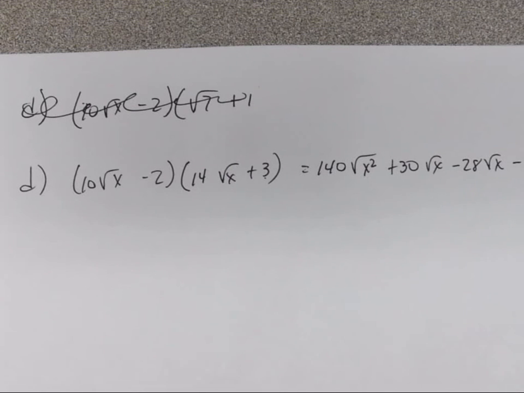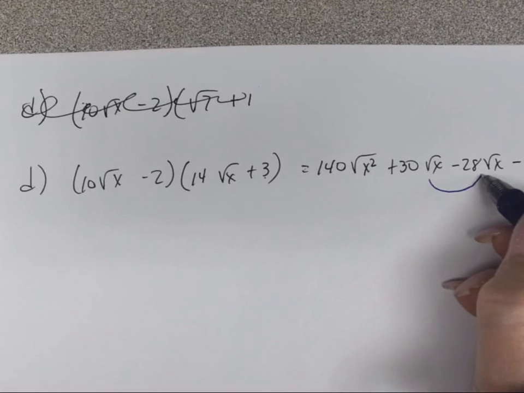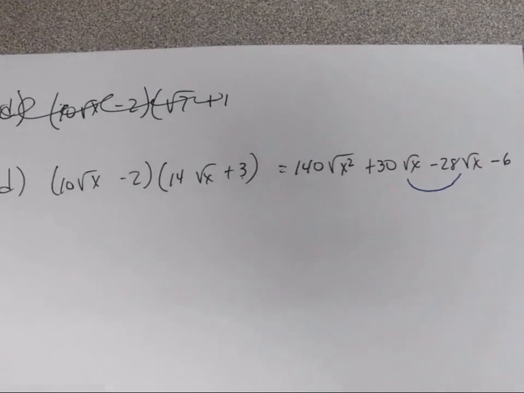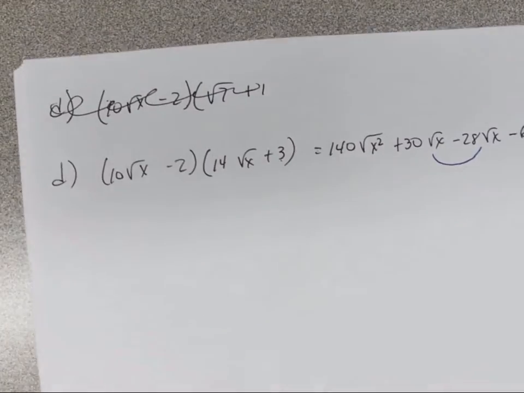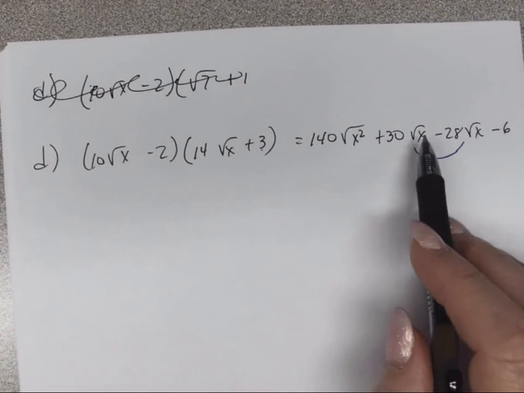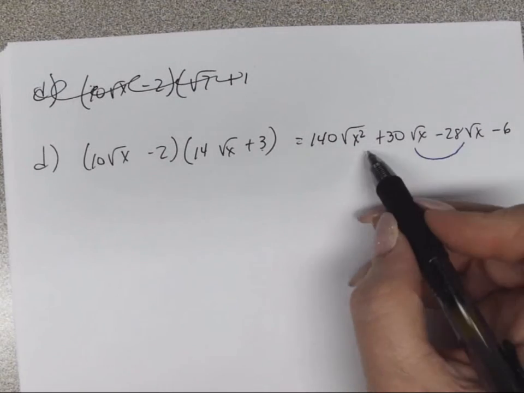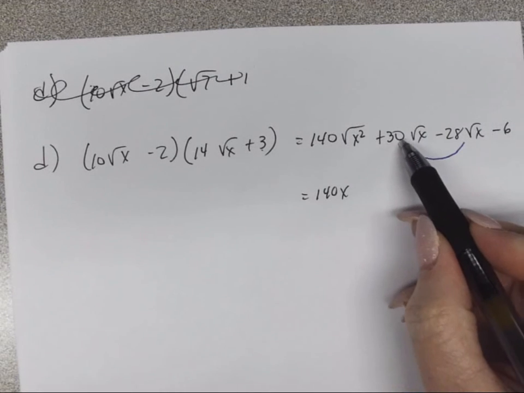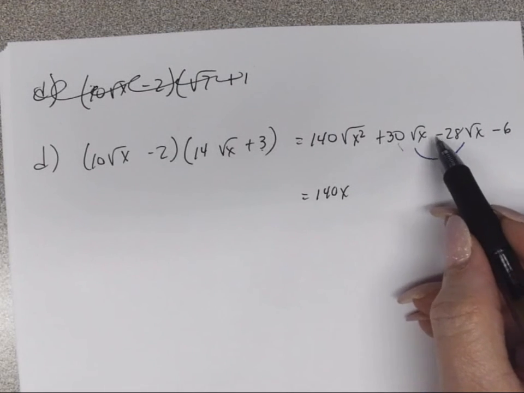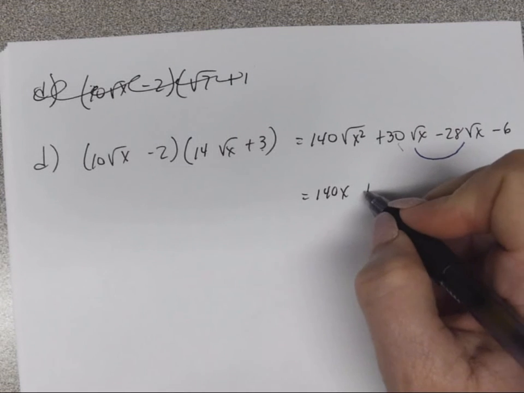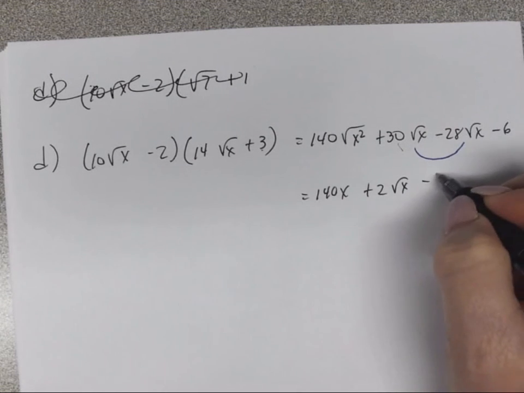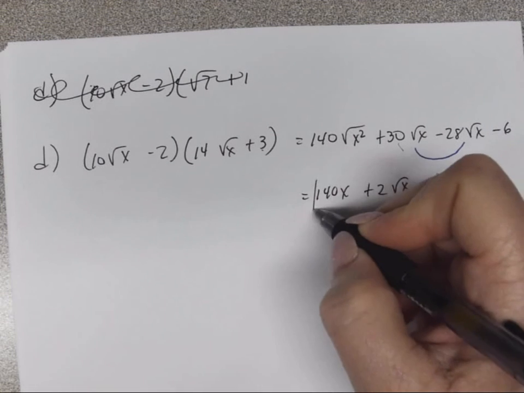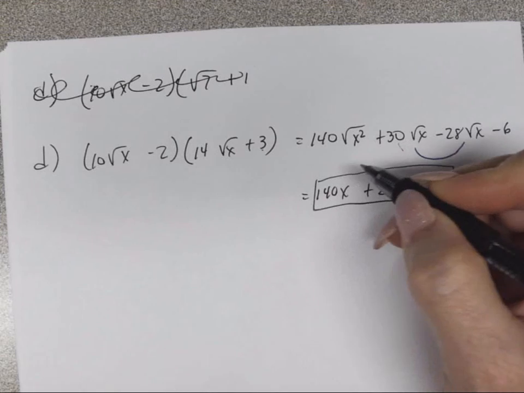So now what we're looking at is these two terms here, both are square roots of x, so it's just like any other foiling situation or distributing where we end up with 4 terms. These will actually combine. So square root of x squared will be x, so we'll have 140x or 30 square root of x minus 28 square root of x will get us 2 square roots of x and then minus 6. And that would be our final answer, because nothing else will combine.